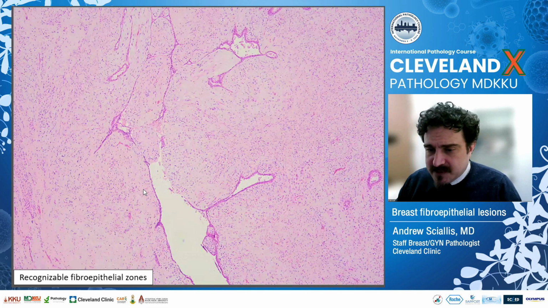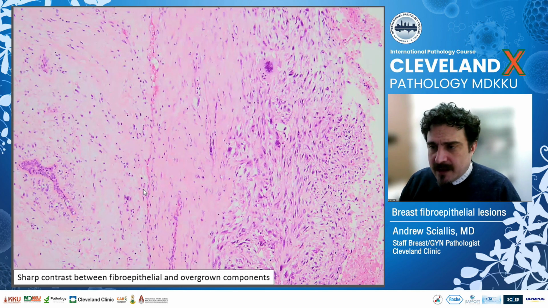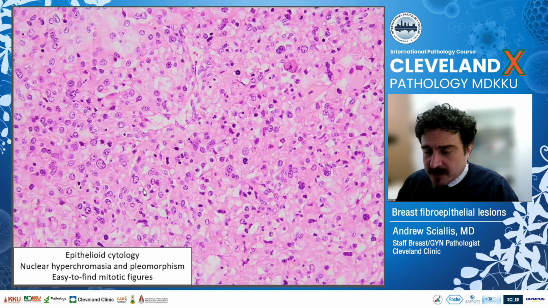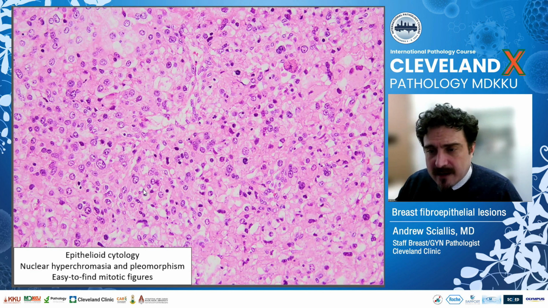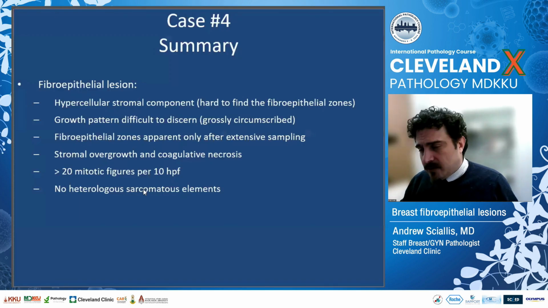And then it just goes nuts with a sharp contrast between the fibroepithelial part and then areas that are overgrown and clearly malignant. And this is actually the case in which it looked almost like an adrenocortical neoplasm with these small little microvesicles. And there's also coagulative necrosis. So this one checks basically all the boxes.